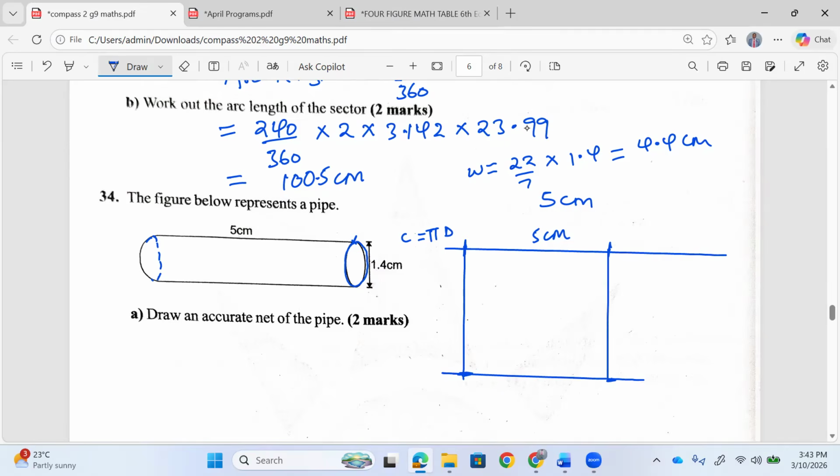Like that. So this is 4.4 centimeters. And up there we have 5 centimeters. So the net of an open cylinder is a rectangle because we are just interested in the curved part alone. When you fold a rectangular net, you will get a cylindrical solid. That is what you're supposed to know.